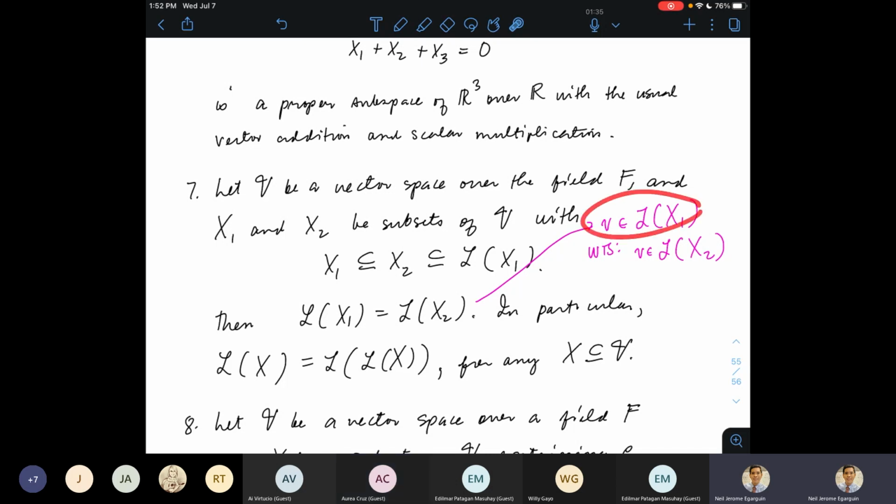Now, your assumption, V is in L of x1, so it is a linear combination of elements of x1. But look at what is assumed in the problem. The premise is that x1 is contained in x2. So all elements of x1 are also elements of x2. So it is quite obvious why V must be a linear combination of elements of x2, because elements of x1 are also elements of x2. And you just need to put that on paper, right? It's like I've already solved it, no?